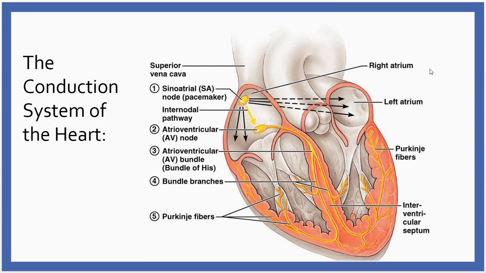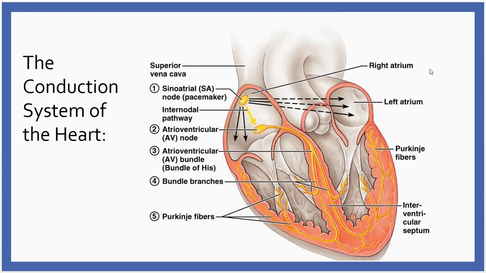So if we've got a lot of sympathetic nervous system stimulation, we'll have a faster heart rate and more contractility of the heart. If parasympathetic is what's predominant, then we'll have a slower heart rate and less contraction of the heart, less contractile ability.